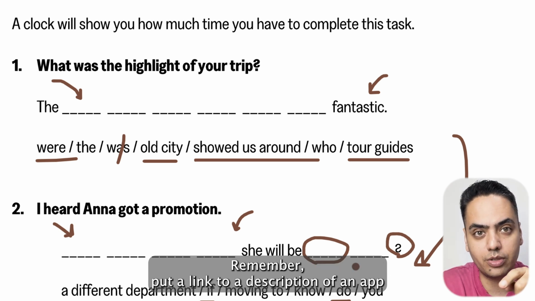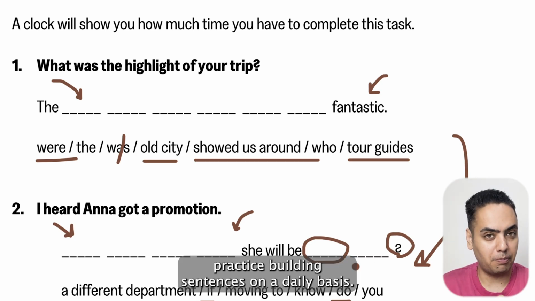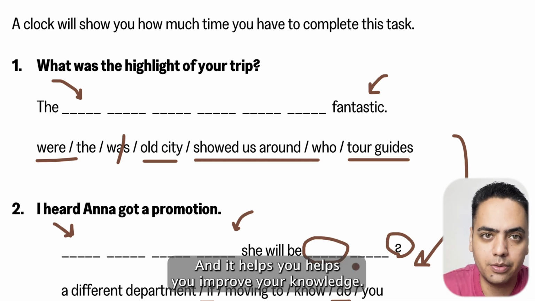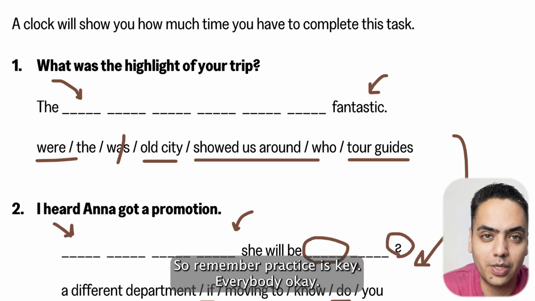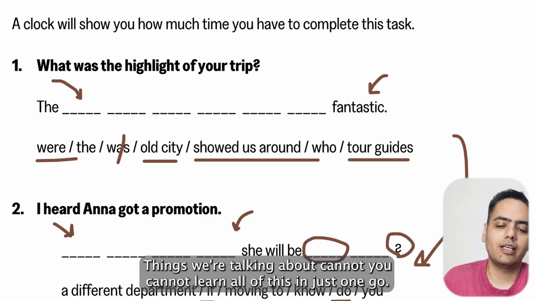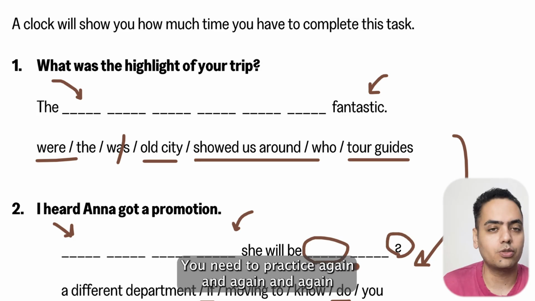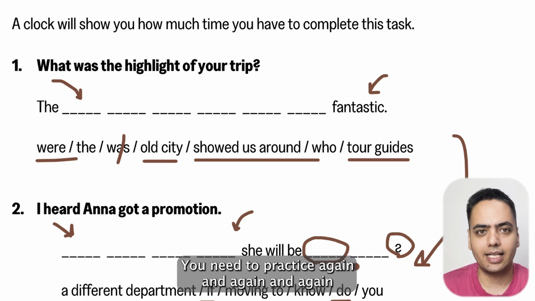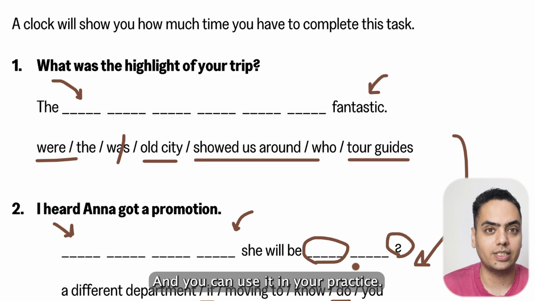Remember, I put a link in the description to an app which helps you practice building sentences on a daily basis, and it helps you improve your knowledge for this part. So remember, practice is key, everybody, okay? Things we're talking about, you cannot learn all of this in just one go. You need to practice again and again, until you're fully comfortable with the approach that I tell you, and you can use it in your practices.